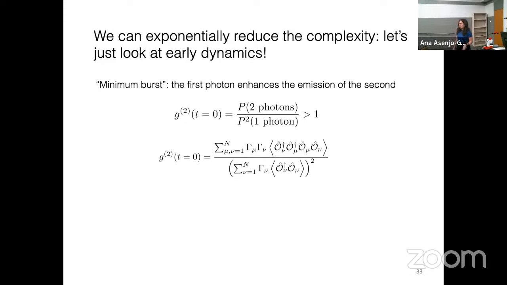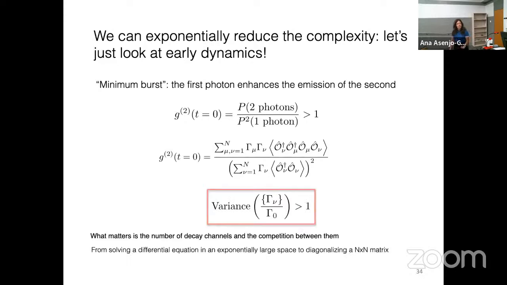And the result is surprising. Not so surprising once you understand it. This is the result: D2 larger than 1. So the minimum condition for superradiance is equivalent to the variance of the set of decay rates, properly normalized, being larger than 1. So what does it mean?